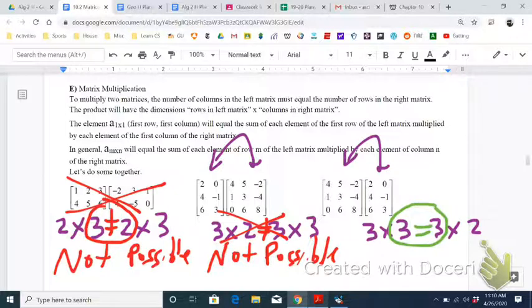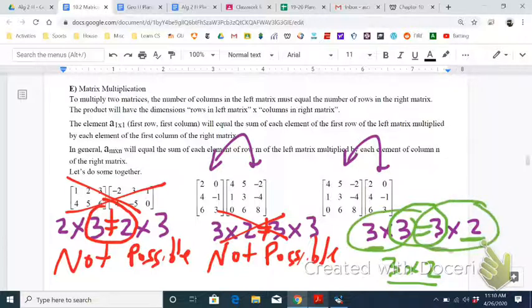And even better, these outside numbers tell you the dimensions of the new matrix. If you took a 3 by 3 and multiplied it by a 3 by 2, your answer is going to be a 3 by 2. So the inside numbers have to equal each other, and the outside numbers are the new dimensions. Okay, now let's take this matrix and I'll show you how to multiply them.